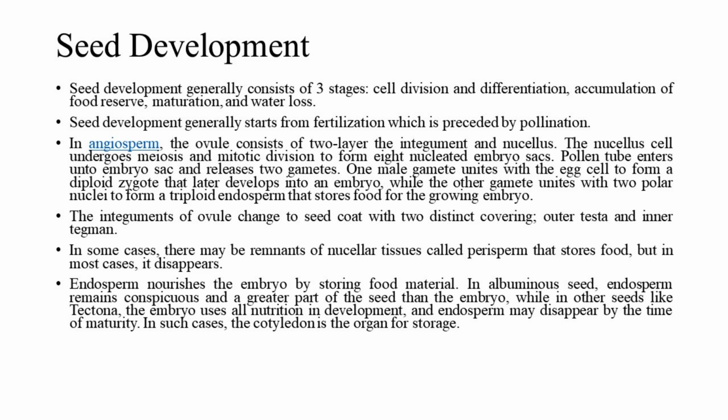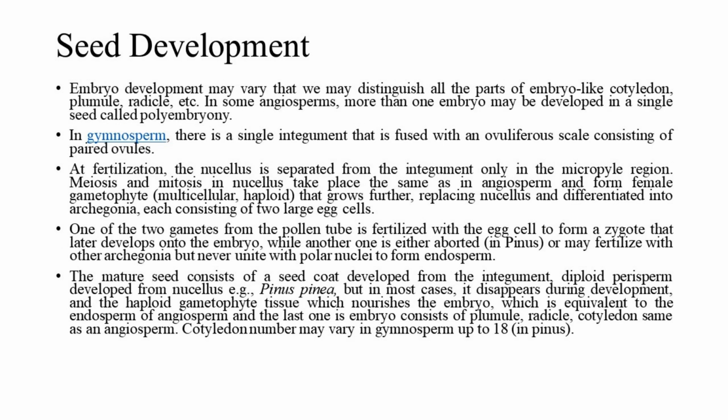In albuminous seed, endosperm remains conspicuous and is a greater part of the seed than the embryo, while in other seeds like Tectona, the embryo uses all nutrition in development, and endosperm may disappear by the time of maturity. In such cases, the cotyledon is the organ for storage. Embryo development may vary so that we may distinguish all the parts of the embryo like cotyledon, plumule, radicle, etc. In some angiosperms, more than one embryo may develop in a single seed, called polyembryony.